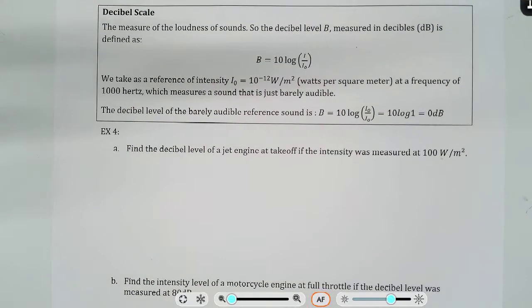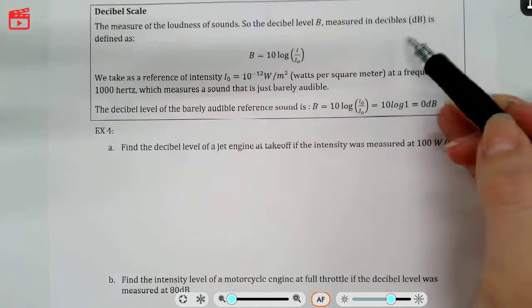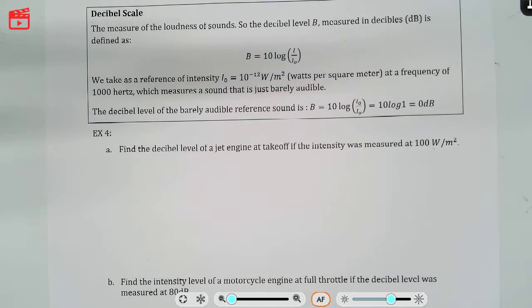So the measure of loudness of sounds. The decibel level B, measured in decibels, dB. Notice that's a lowercase d and a capital B. Okay, so be careful when you're writing things. It is defined as B equals 10 log I over I sub 0.